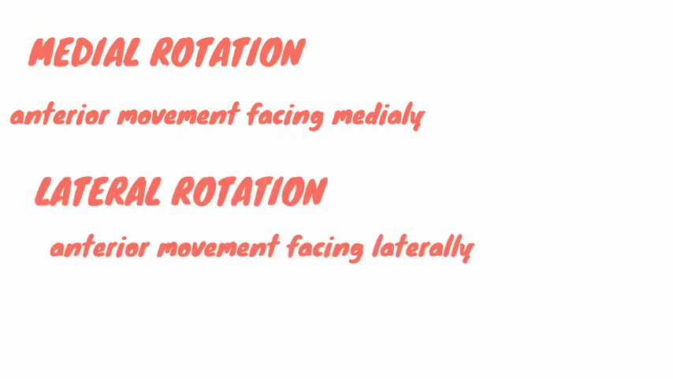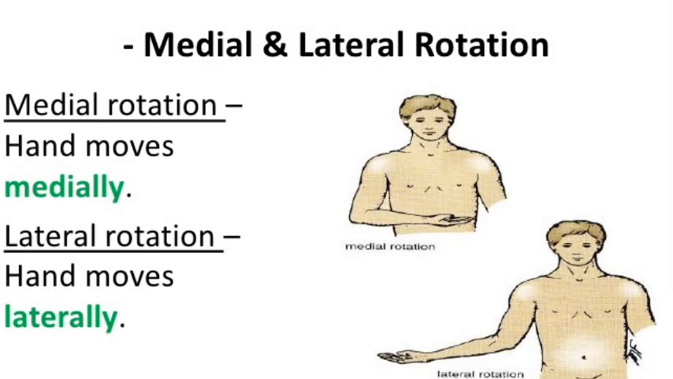Medial rotation, moving anteriorly and facing medially. Lateral rotation, moving anteriorly and facing laterally. In this picture, we can see the medial rotation of the shoulder joint. It is also called as horizontal flexion and lateral rotation also called as horizontal extension.